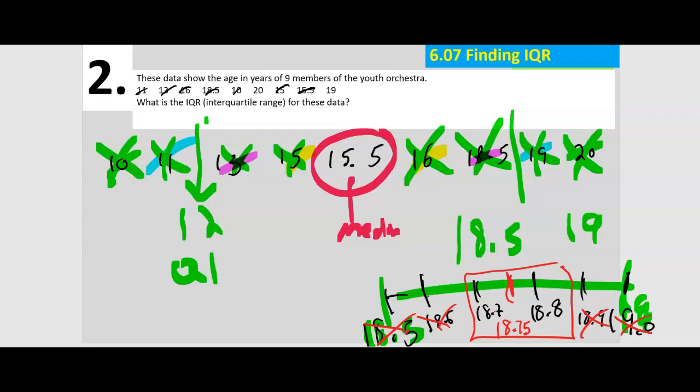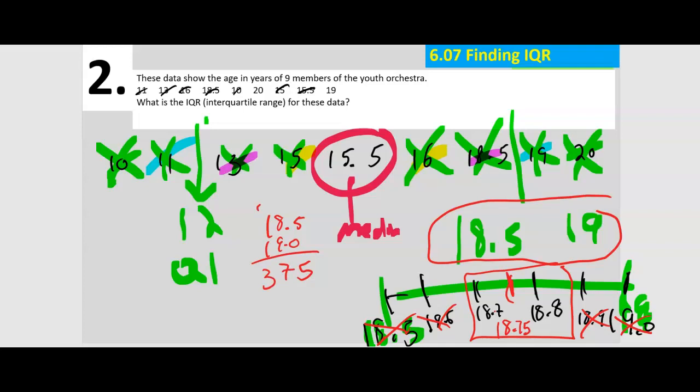It's called the mean. Find the mean of these two numbers, 18.5 and 19. What is the mean? You add up the data points and divide by the number of data points you have. So 18.5 plus 19 gives us 37.5.